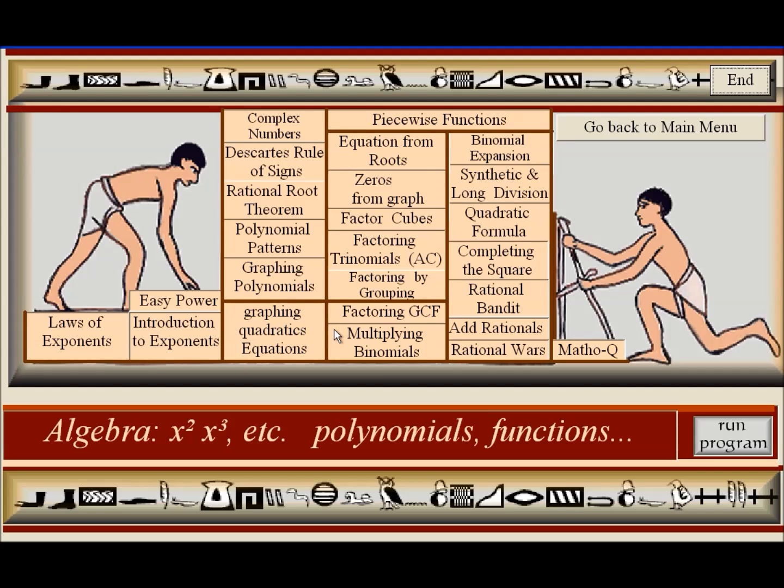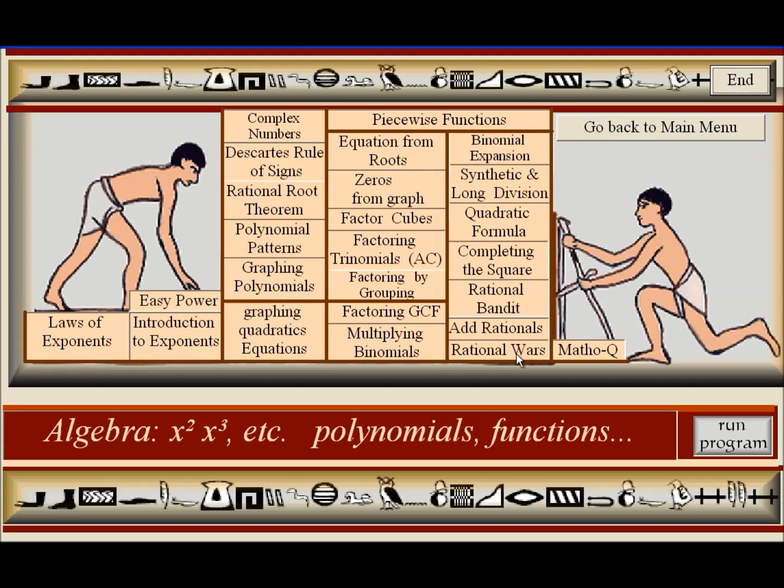And then graphing of quadratic equations and graphing polynomials, rational root theorem, Descartes' rule of signs, complex numbers. Working your way up, things get harder. Multiplying binomials is like an algebra 1 skill. Factoring out the GCF, factoring by grouping, factoring trinomials, factor cubes, zeros from a graph, equations from roots, piecewise functions.